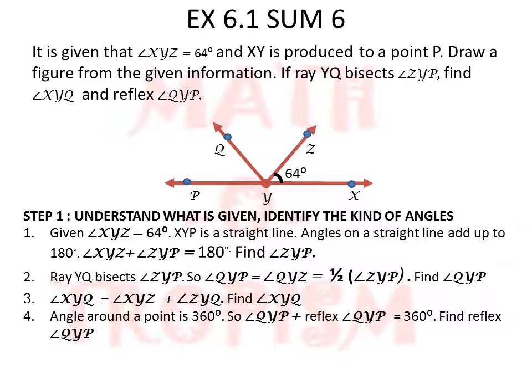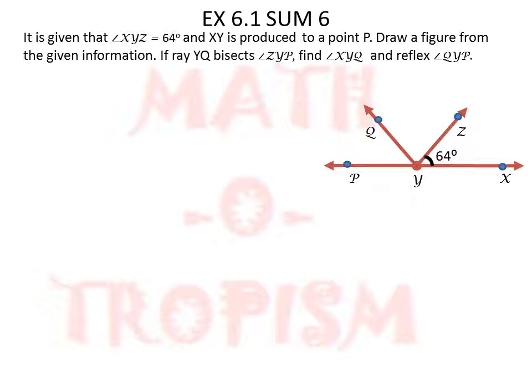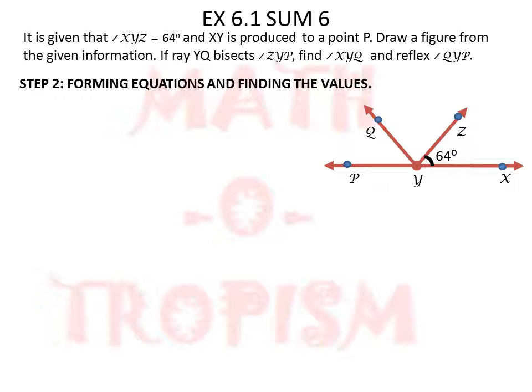The last is we need to find the reflex angle of QYP. We know already what QYP is from the second step. We also know that an angle and its reflex angle are the same angle when taken around a point. So both when added should give 360 degrees. So angle QYP plus its reflex angle will be equal to 360 degrees. From this we can find the reflex angle also. So to proceed, we need to first form the equations and find the values.